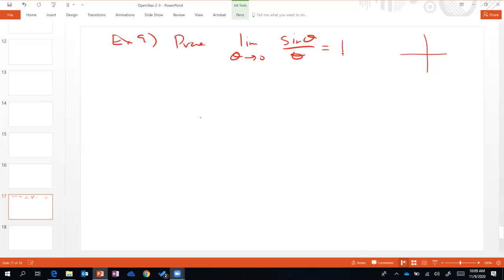Okay, see if that works out or not. Let's go with it here. So tell me if you guys agree or disagree. 0 is less than theta is less than pi over 2. So we have to kind of think about one little thing here. And here's our little trick.